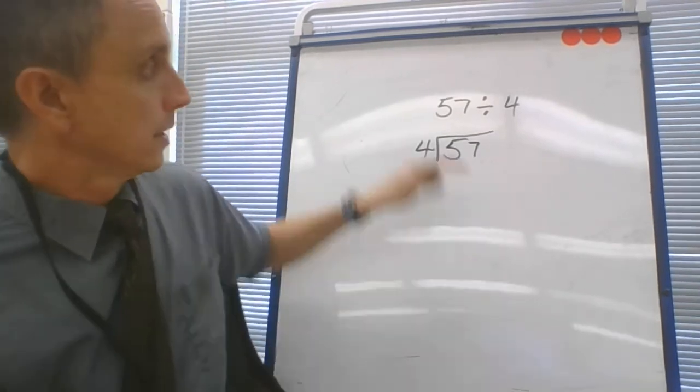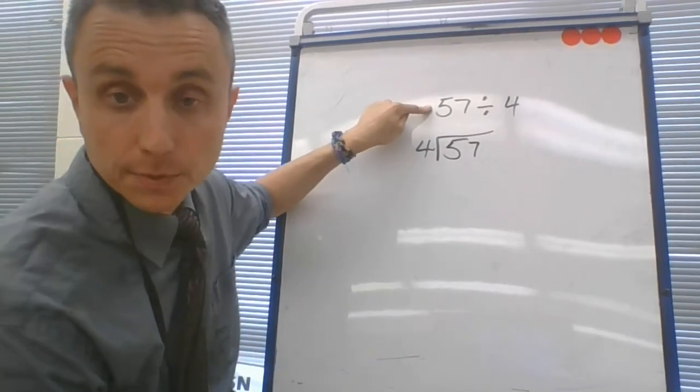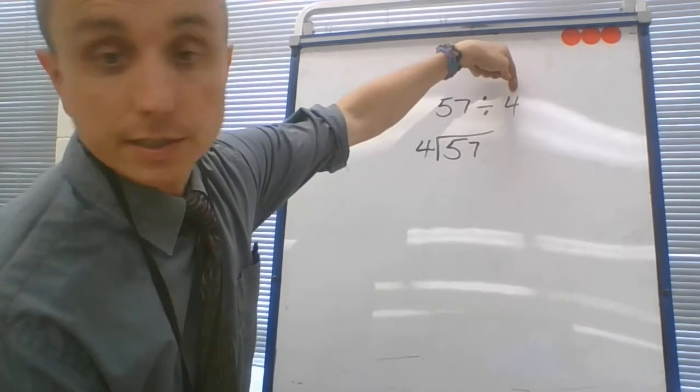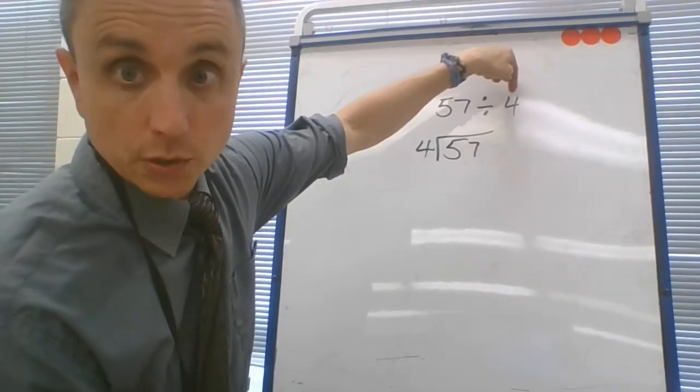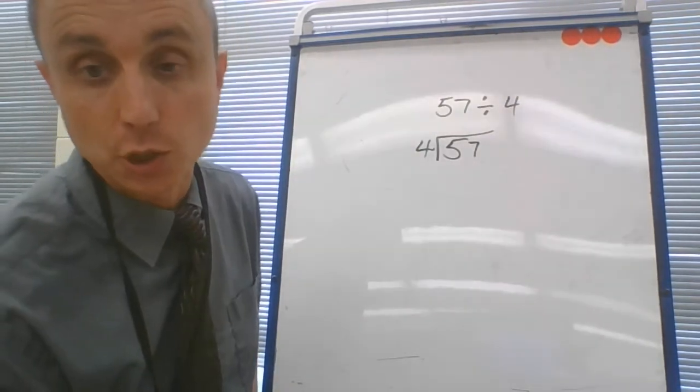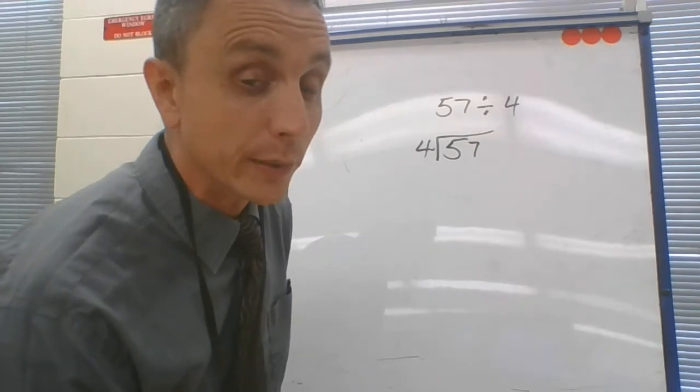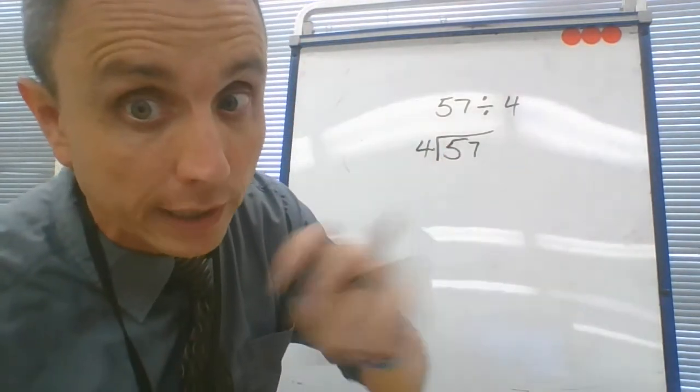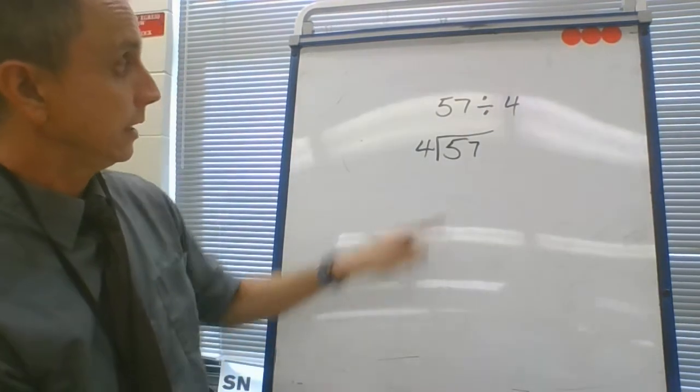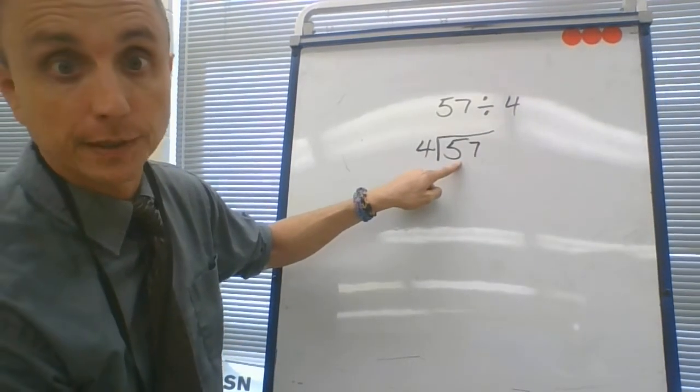All right, so the first thing that we're going to do is identify all the pieces of it. Right here, we have the dividend. That is the number that is being split up. This is our divisor. This is the number of groups we're going to split the 57 up into. So if we have 57 cookies, that means we have 4 people we're going to give them to. And this one right here means the same thing.